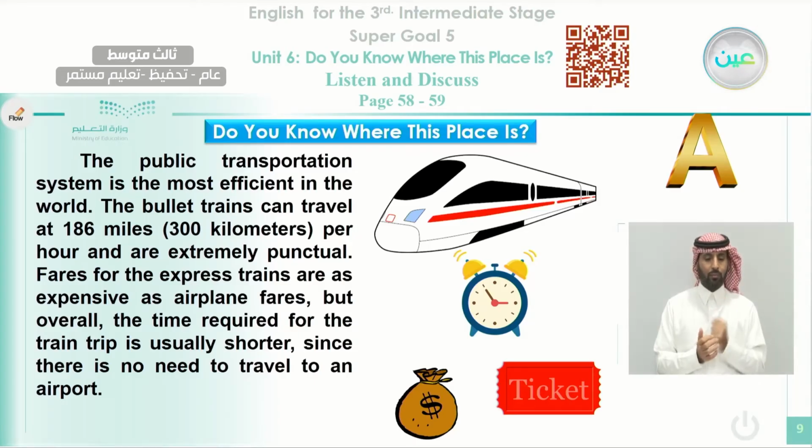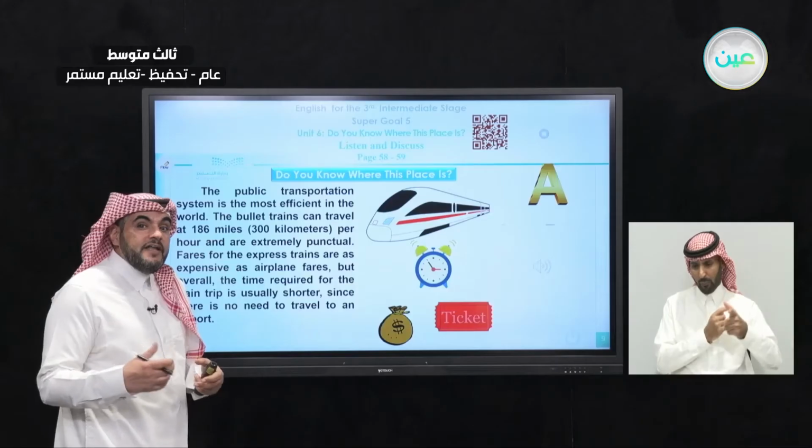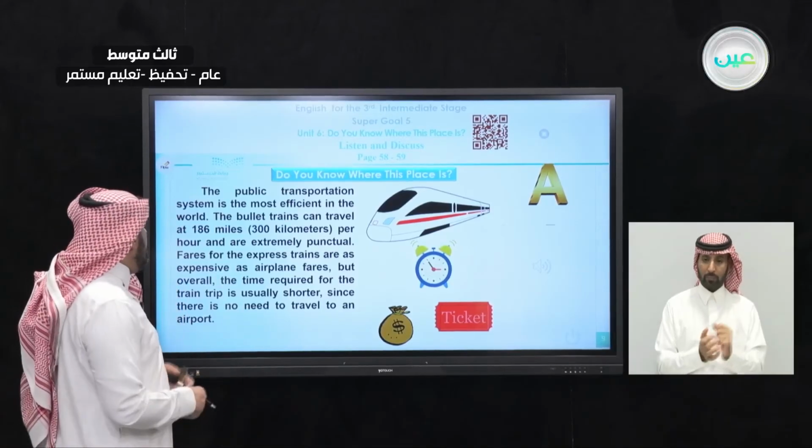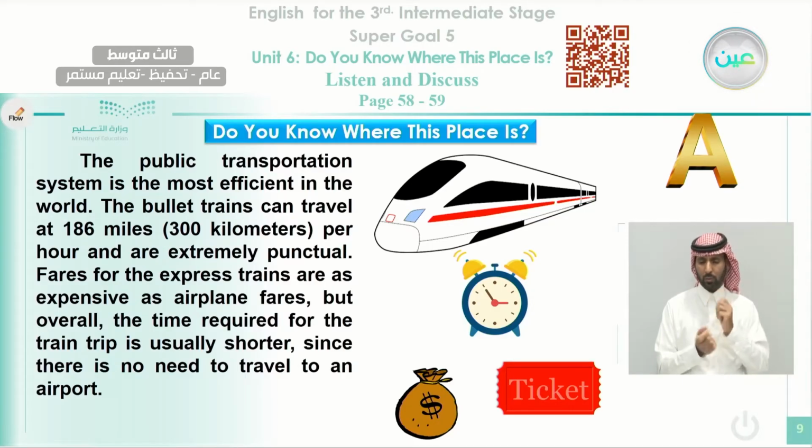Okay, now, did you get the answer for the question that we asked? The public transportation system is the most efficient in the world. We know that public transportation means we talk about trains, cars, and buses, and these are what people use. The bullet train can travel 186. We call it bullet train. We mean by that it is very fast. Okay, 186 miles, which means 300 kilometers. It is very fast, as you can see here, per hour. In each hour, it passes 300 kilometers, and is extremely punctual.